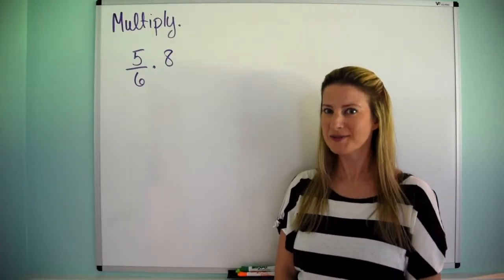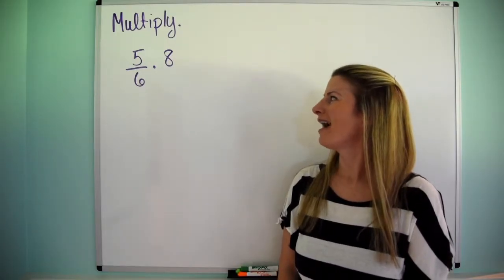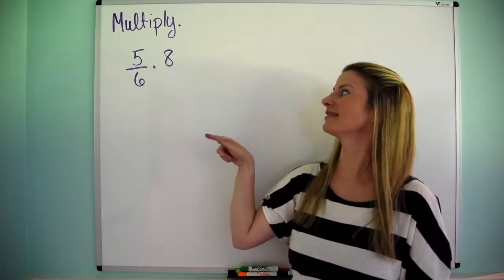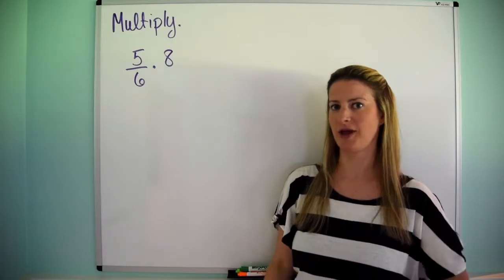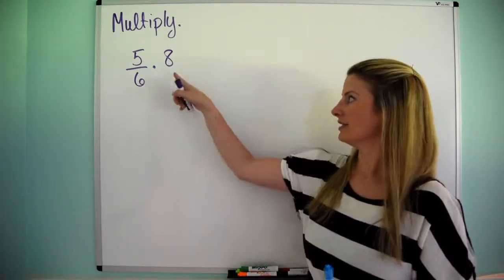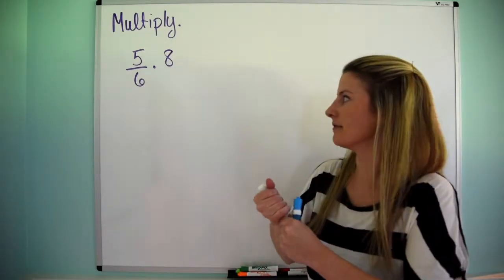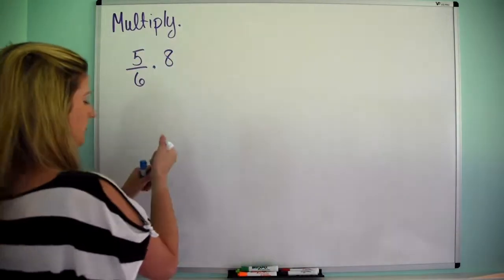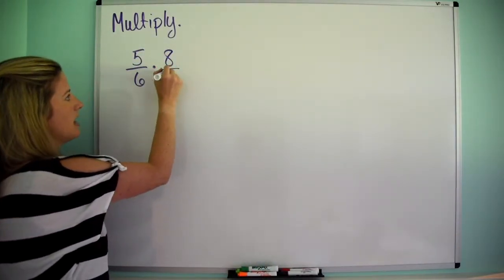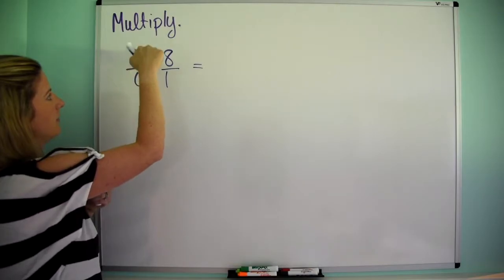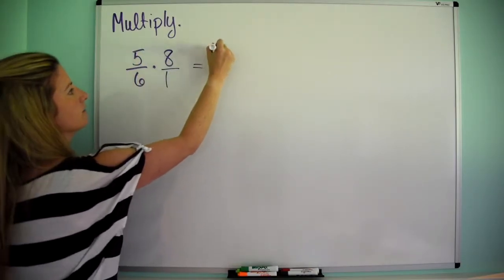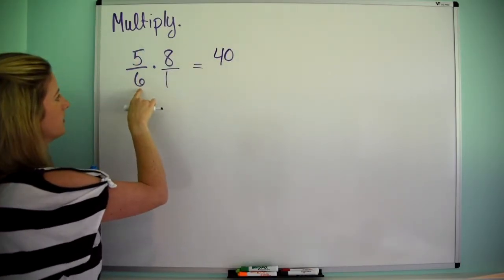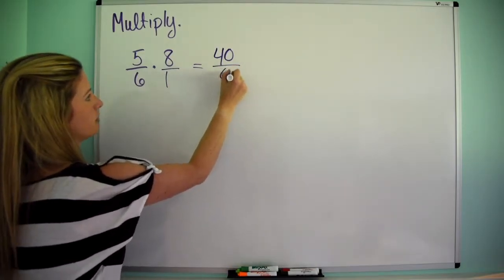All right, let's multiply fractions now. Okay, so if I have 5/6 and I want to multiply by 8, you were probably taught that technically 8 is 8 over 1, so you can make that a fraction, right here. And then you can just multiply across. So 5 times 8 is 40, and 6 times 1 is 6, so it's 40 over 6.